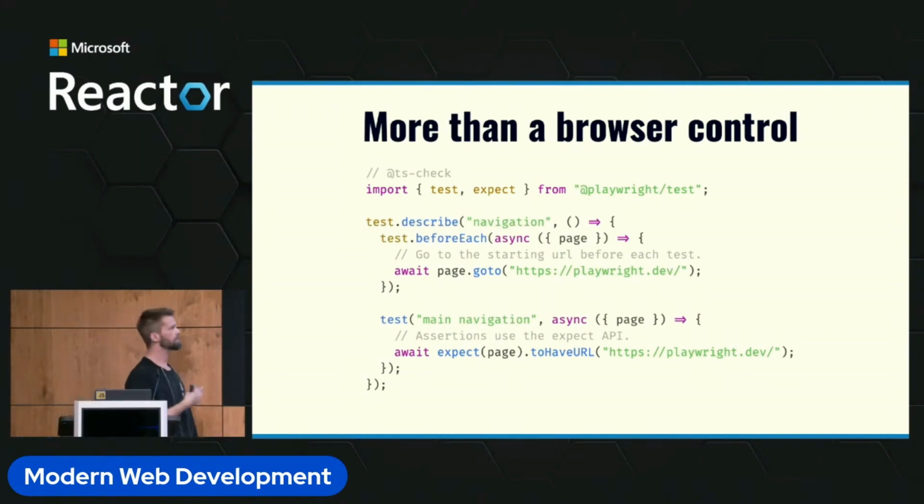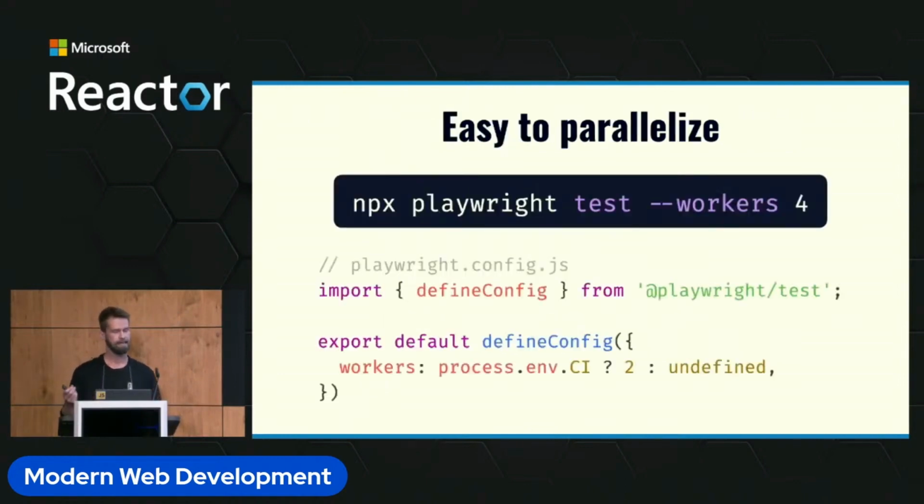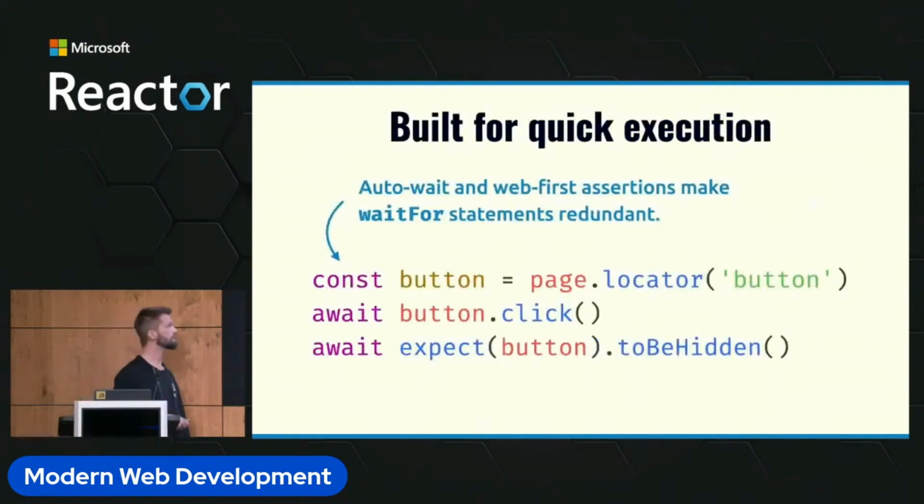And speaking of these long end-to-end tests that run for an hour, parallelization is built in. So you can set a command line flag, you can tweak it in your config. Running multiple browsers at once in different processes is pretty much just a config step away. And it is built for quick execution.